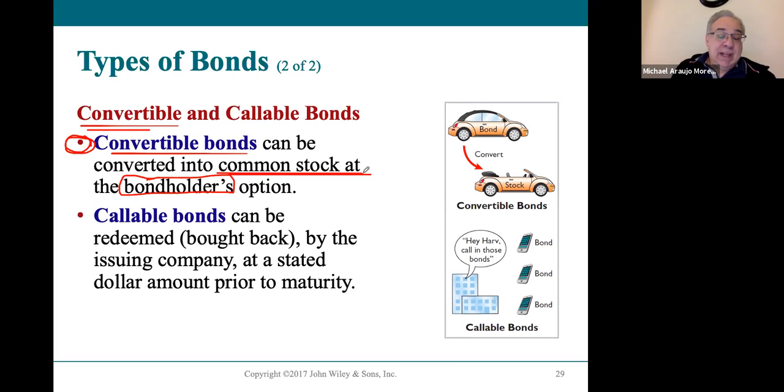So what does that mean? It means the loan has been paid with shares of stock. The bondholder is no longer a bondholder. He or she is a stockholder. And so that's how they work.